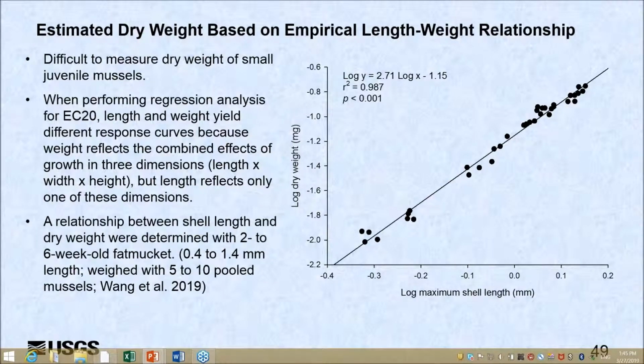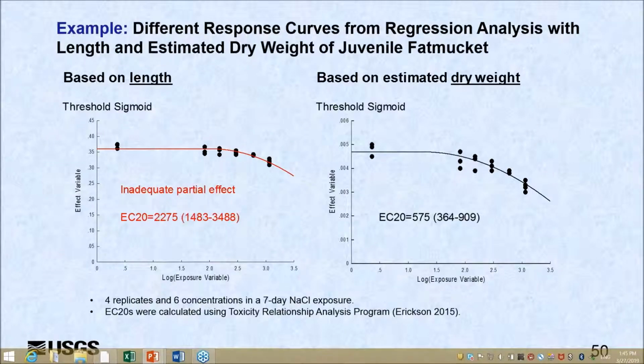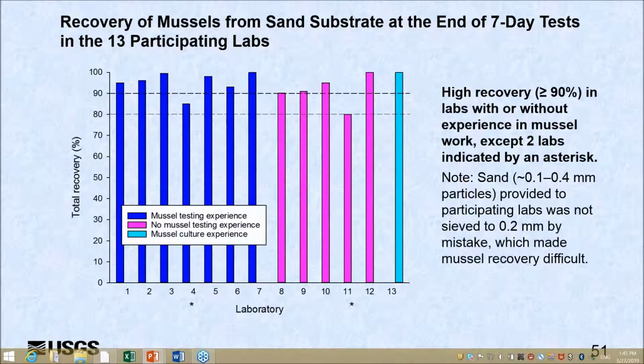So it's close to 3. That's quite normal. And this is an example from one participant lab. Based on length and dry weight, you can see based on the dry weight, the dose response is much better, and the value is quite different between the length and weight data.